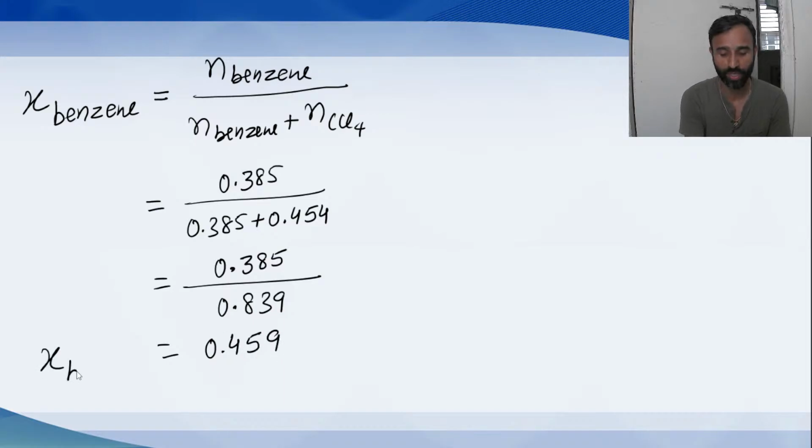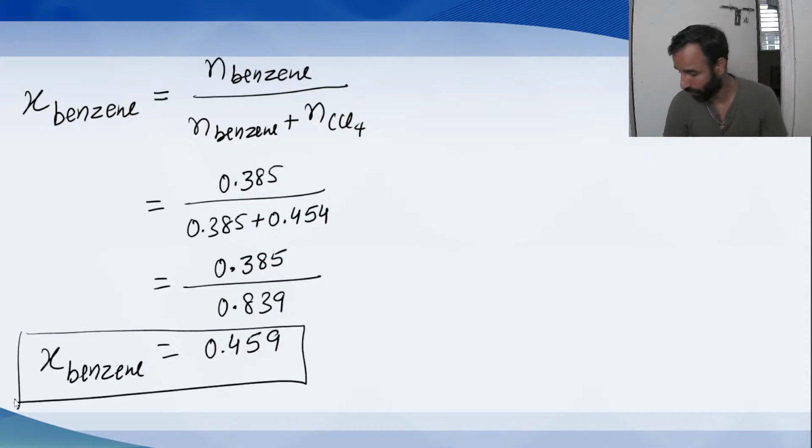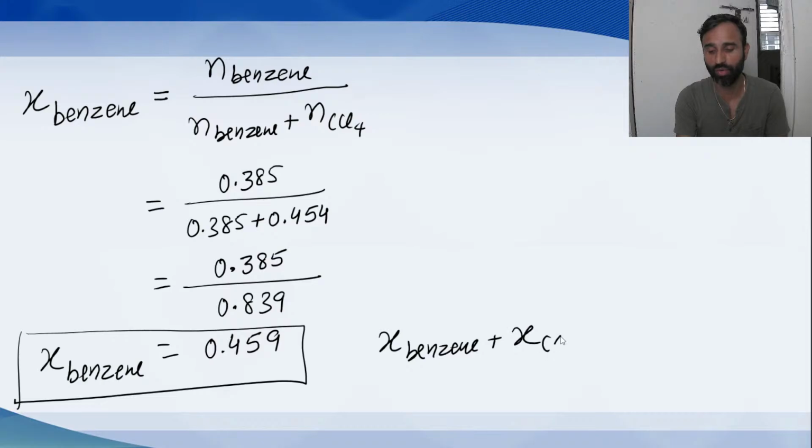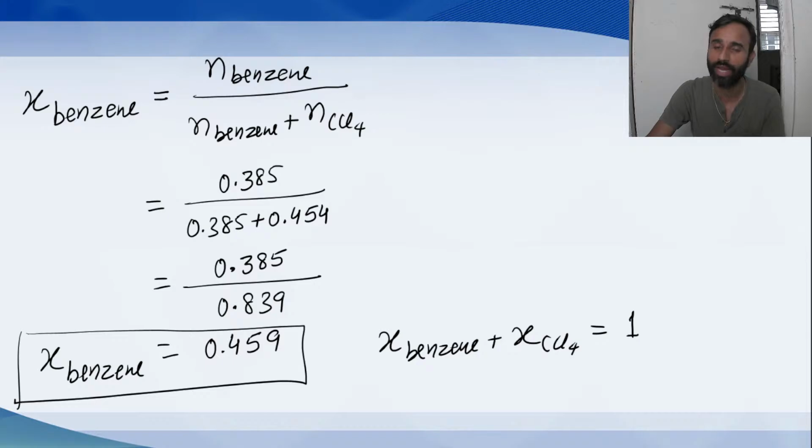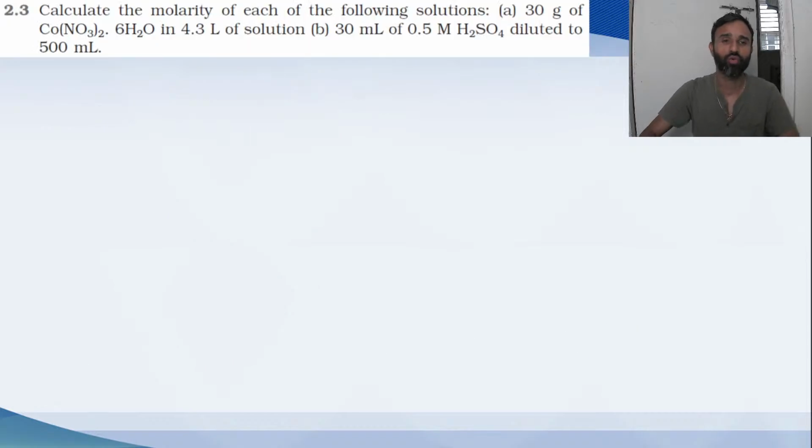0.459 is the mole fraction of benzene. So the mole fraction of benzene is 0.459, and if we add the mole fractions, the total sum of mole fractions is always equal to 1. In this way you can calculate the mole fraction of CCl4 if you would like to. Otherwise, the simple question is to calculate the mole fraction of benzene in solution. So that is 0.459. That's it. Next question.